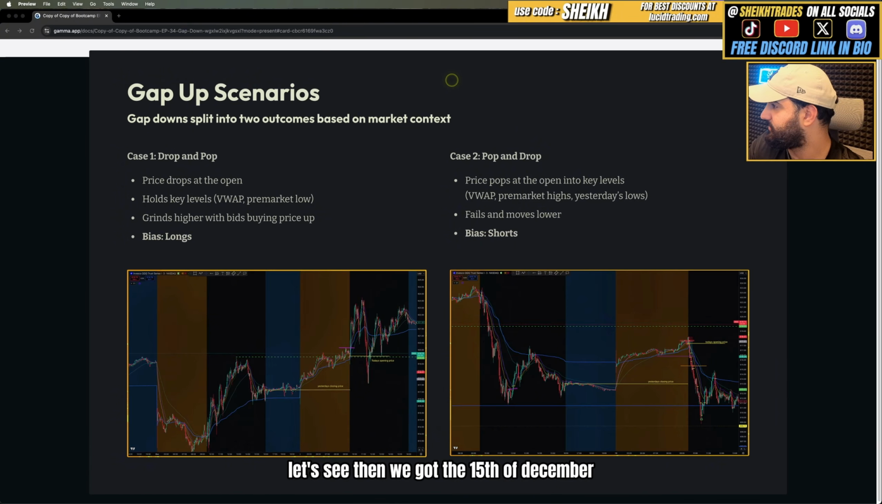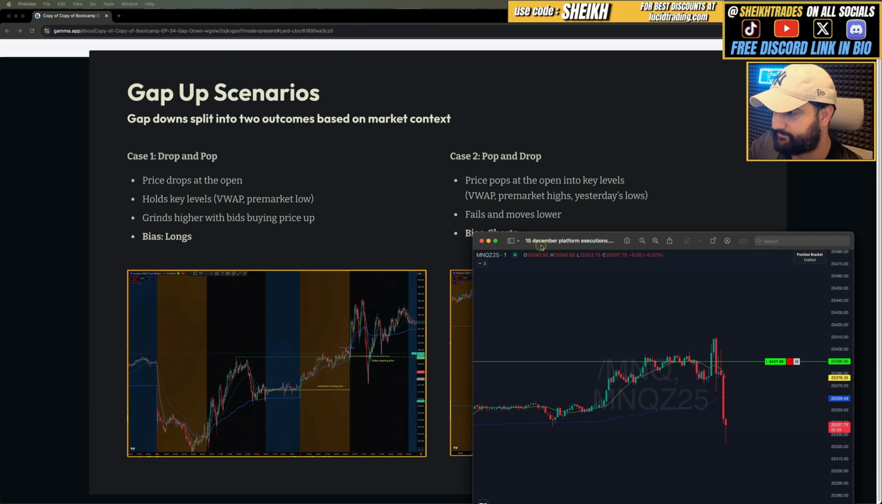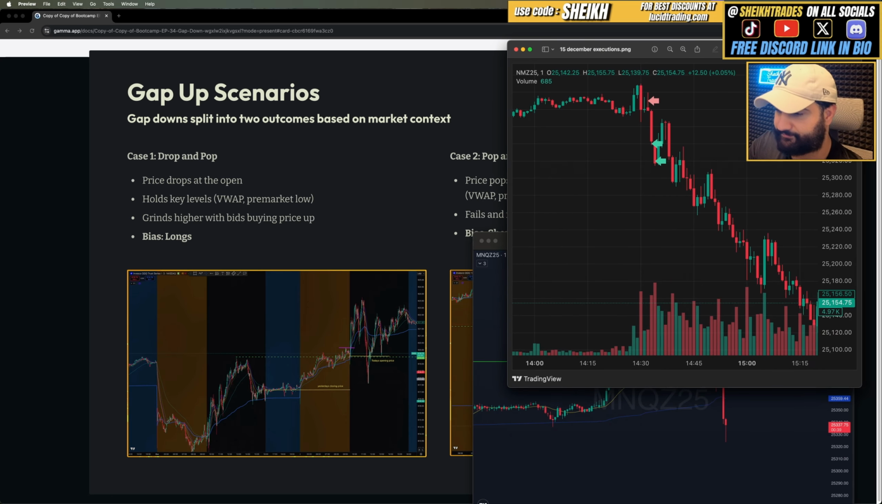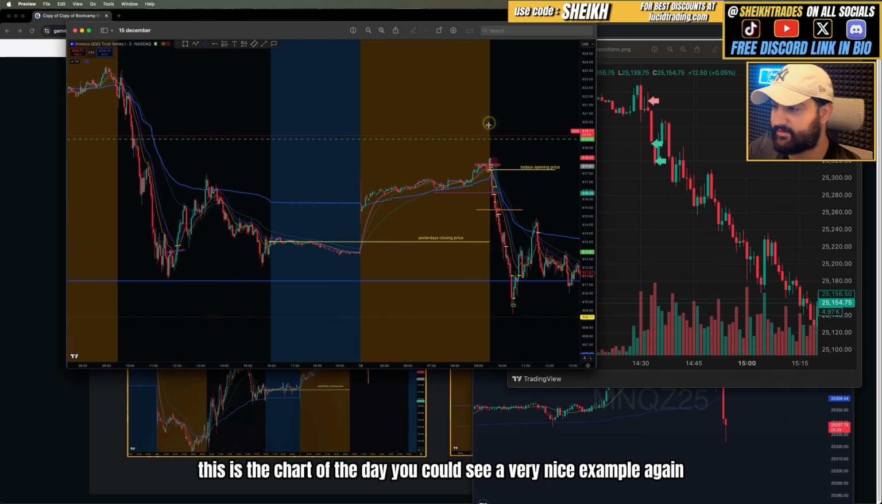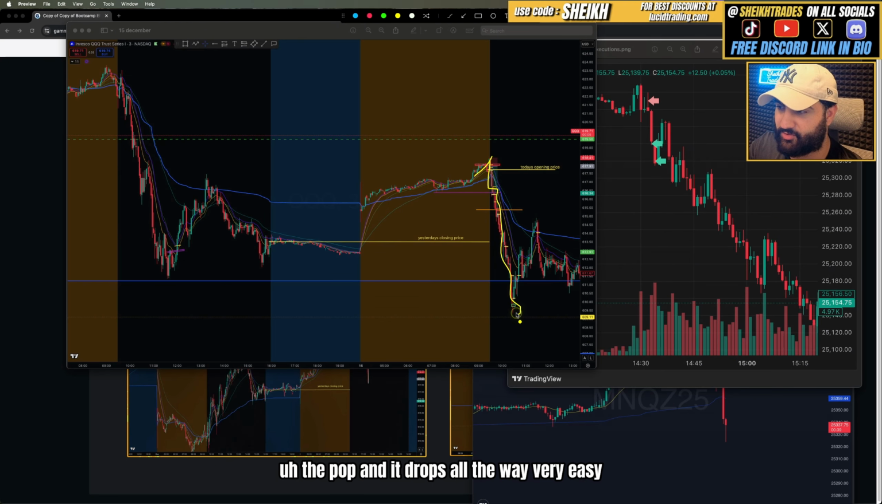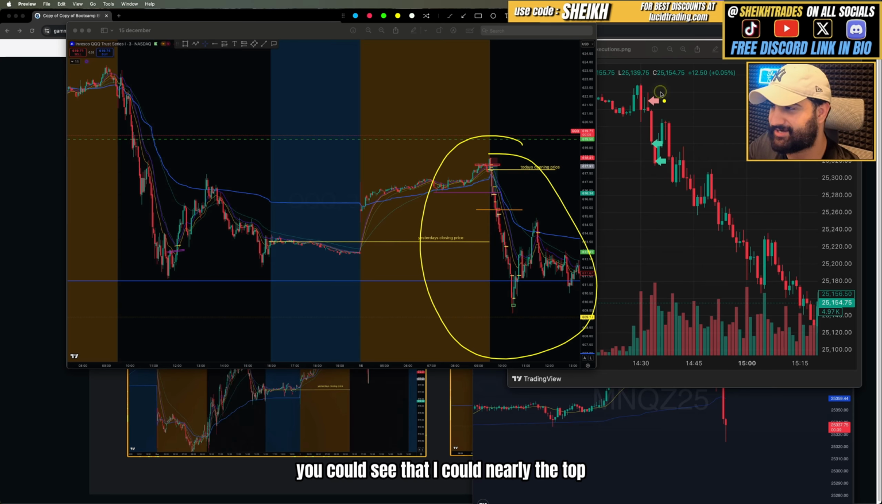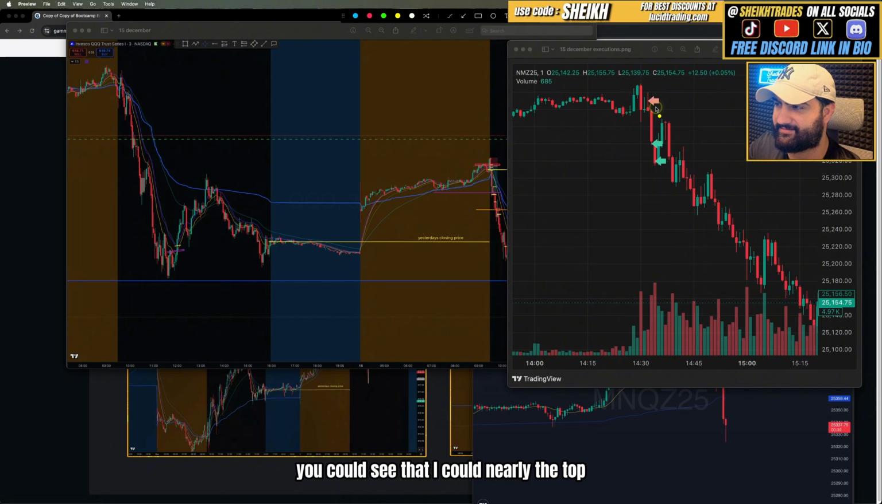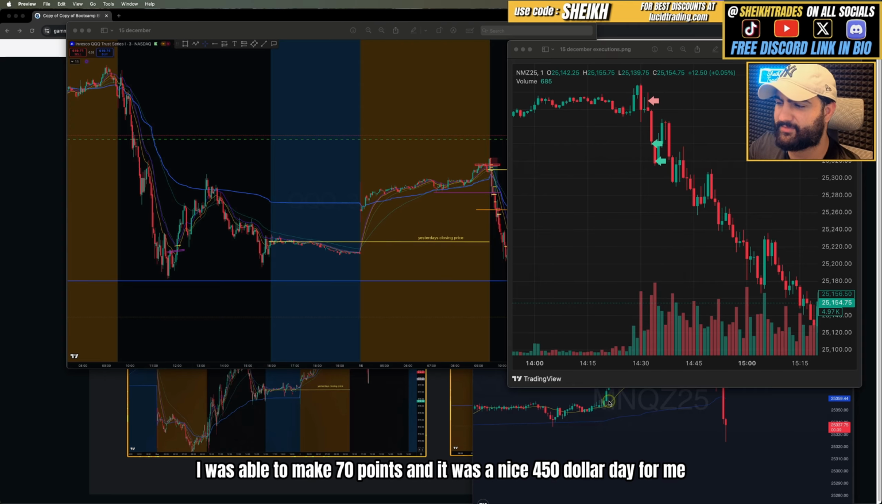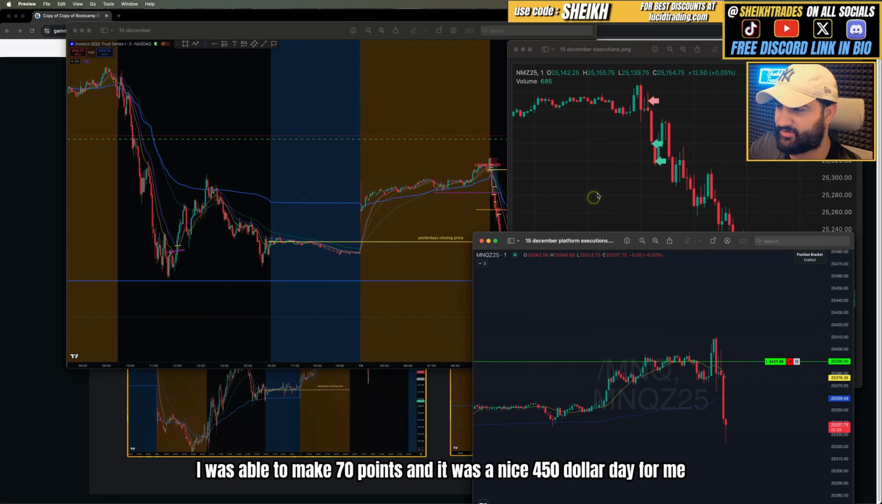Let's see. Then we got the 15th of December. Executions right around here. This is the chart of the day. You could see a very nice example again. The pop and then it drops all the way. Very easy. This is the nicest example with cleanest execution. You could see that I caught nearly the top, risking these highs for probably 20 points, something like that, and I was able to make 70 points, and it was a nice $450 day for me.